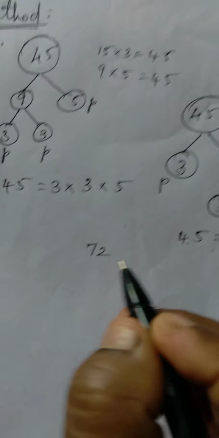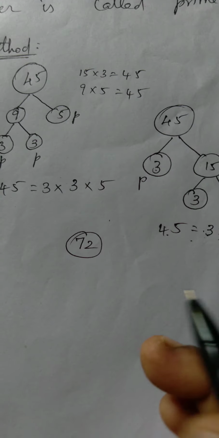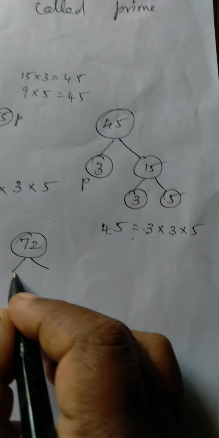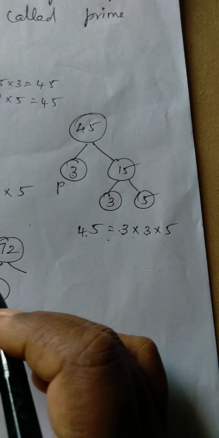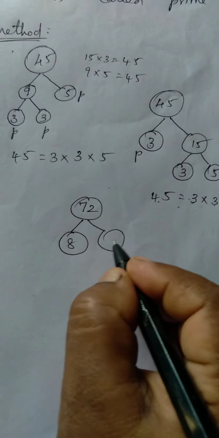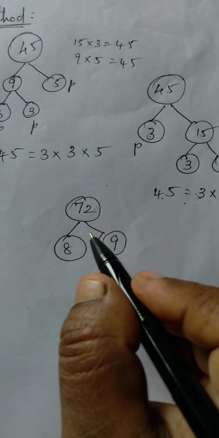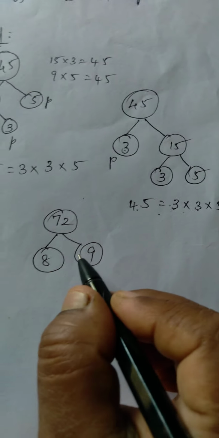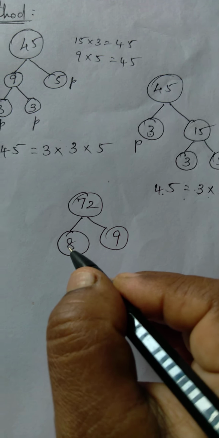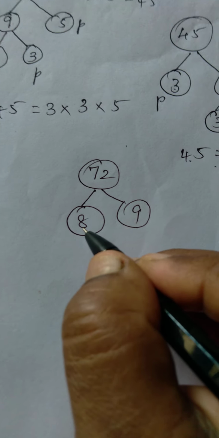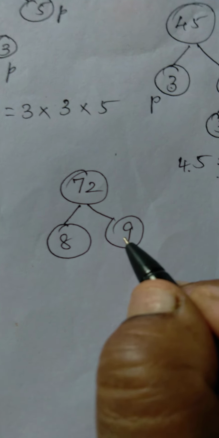Now 72. We write 72 as a product of prime factors. How do we write? Which product gives 72? 8 9s are 72. One more product also gives 72, but I am taking 8 9s are 72. 8 is composite. 9 is also composite. 8 is even composite. 9 is odd composite.